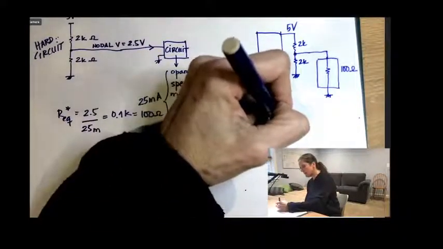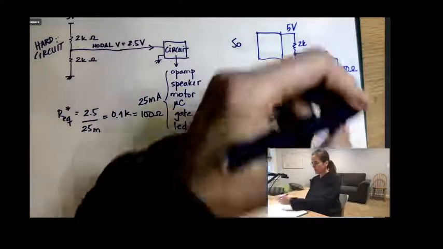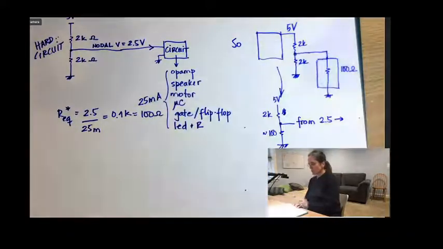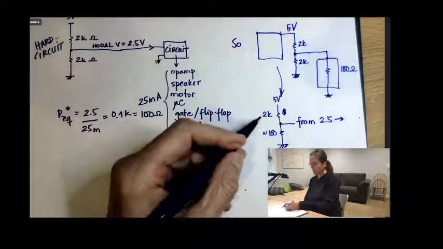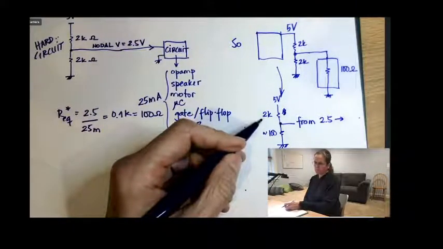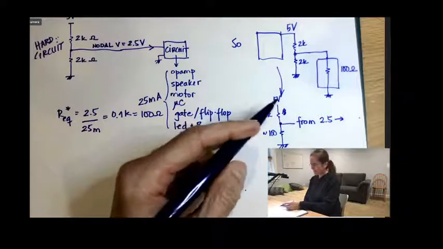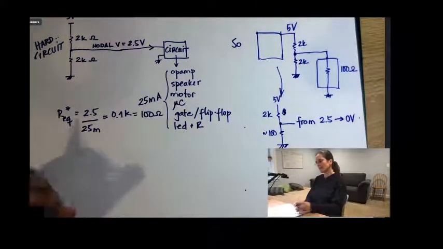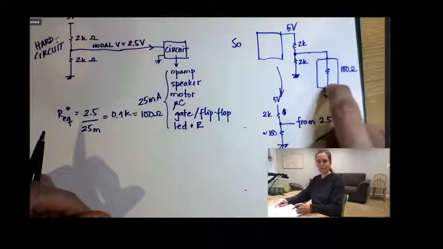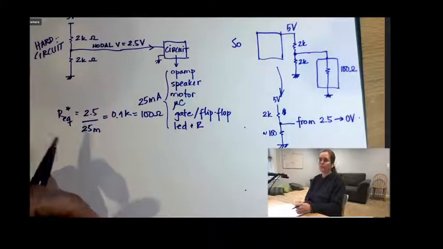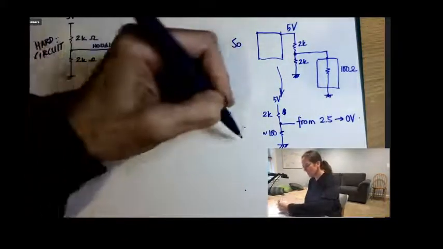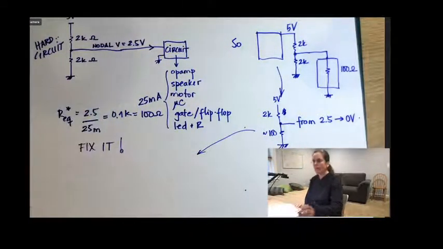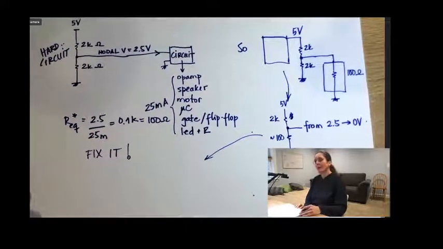So then what happens is that the voltage here goes from 2.5 to, well, 100 ohms is 5% of this, so it's almost 0 volts. Basically, with this circuit here, you cannot provide 25 milliamps to this load at all. So the fix to this, when this happens to you in your senior design project, is the buffer. It is what you have to use necessarily.